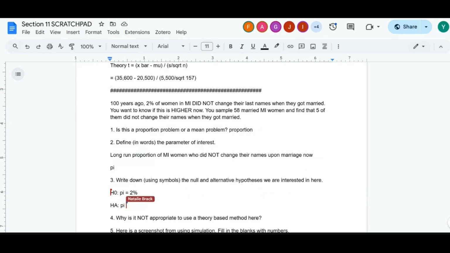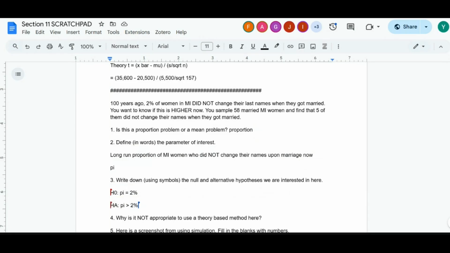But anyway, what we want to know is if this is high. Good. See, we want to know if it's higher now. So higher now. This is really good, you know. Now, if you can answer me number 4, that will make me very happy.